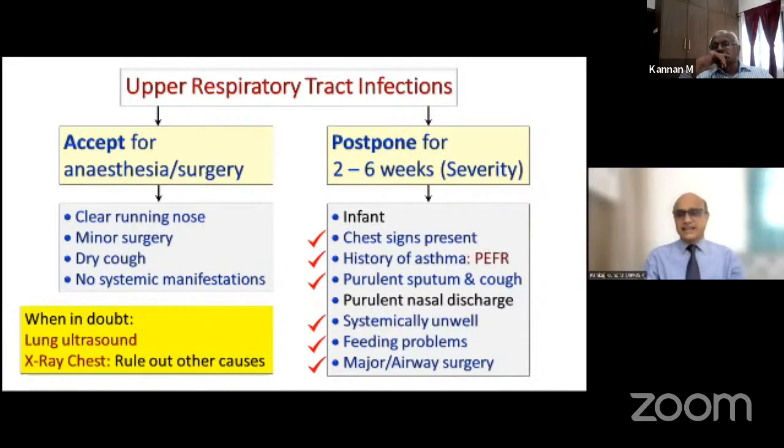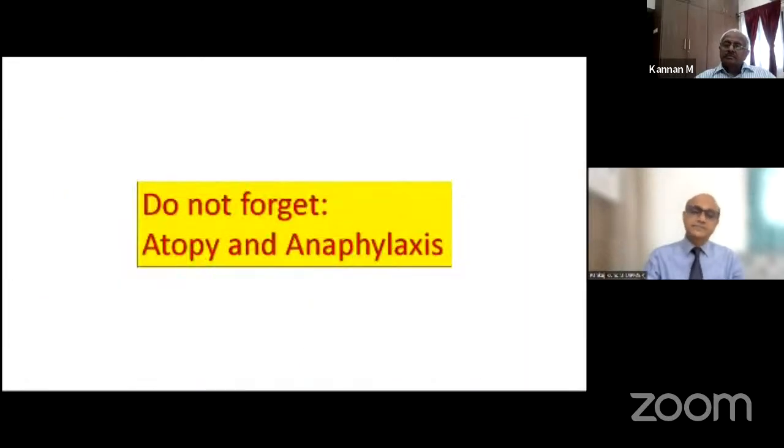If the child has asthma or a history of asthma, rather than postponing the child at that time, we could also consider doing a bedside peak expiratory flow rate and see whether it falls below 60% or qualifies as more than that. So in case the PEFR is satisfactory, then maybe with cover of bronchodilators, you can still take up this child for surgery.